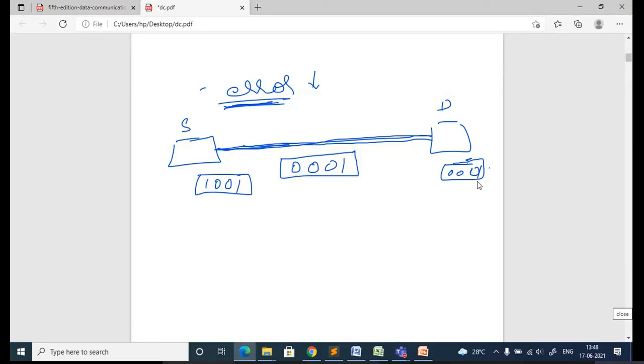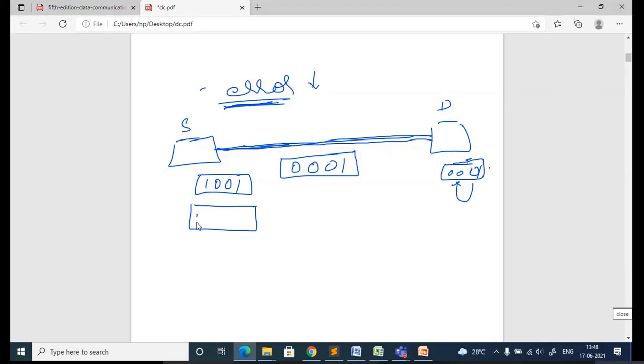Then how is the destination, or the receiver, going to identify that? What technique is required? He cannot just do something else with the received data. For that, some technique should be added at the sender itself. The sender should add some technique so that the error can be detected at the destination, and that is what we are going to discuss.